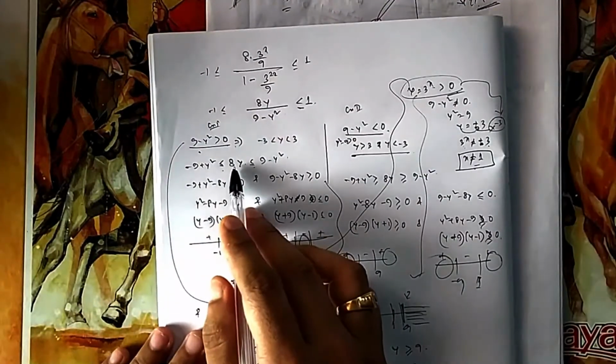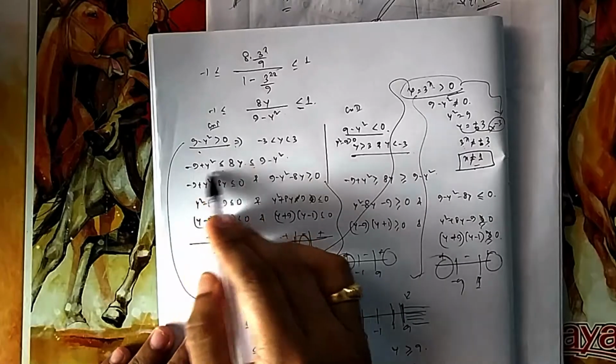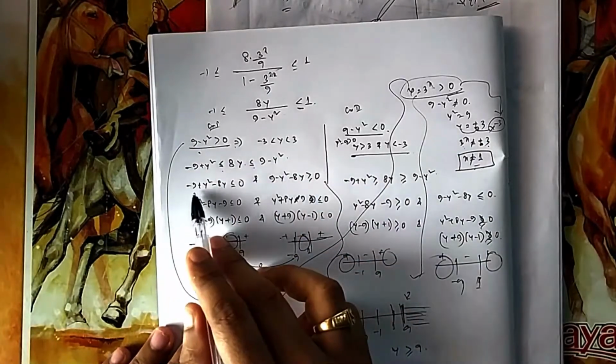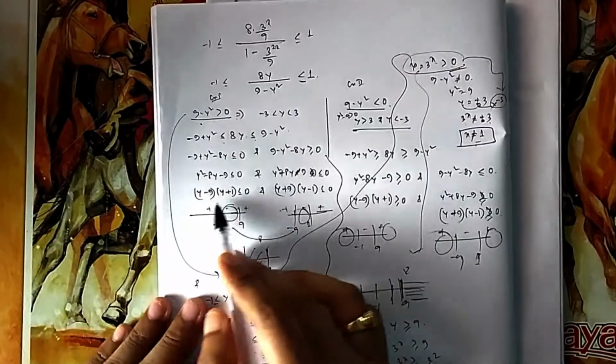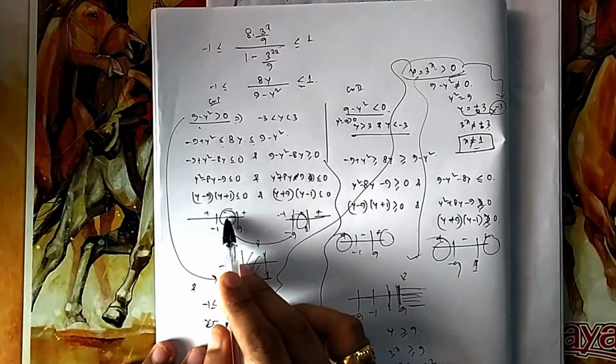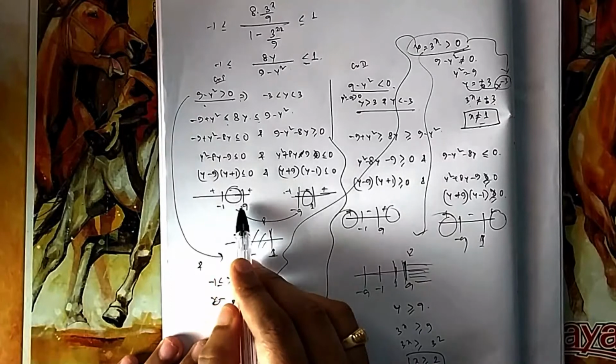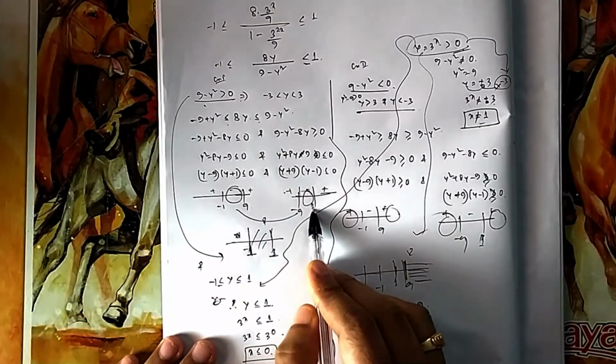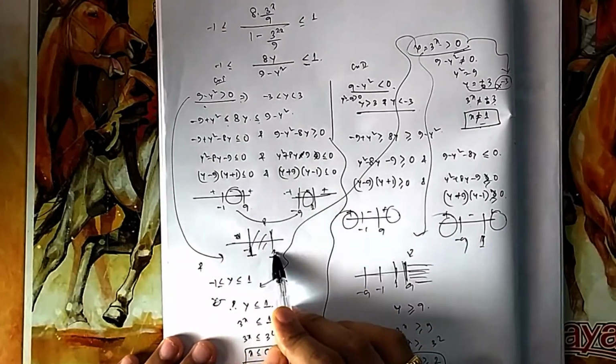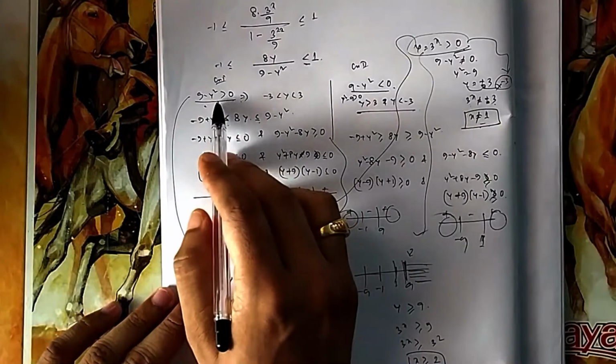If you change this one, now there will be two equations formed. Both should be satisfied. If you solve this one and this one, you will find these are the answers. The common of these two: here it is saying between minus 1 to 9, here it is saying minus 9 to 1. So the common between these two is minus 1 to 1. That should also satisfy this condition.